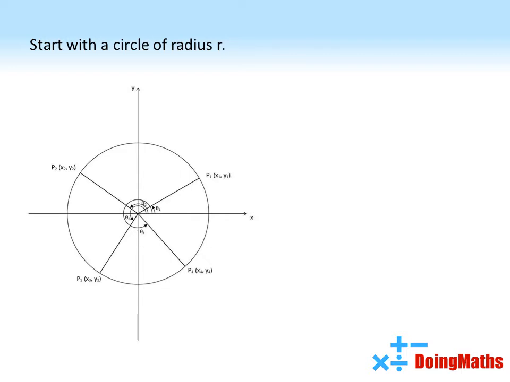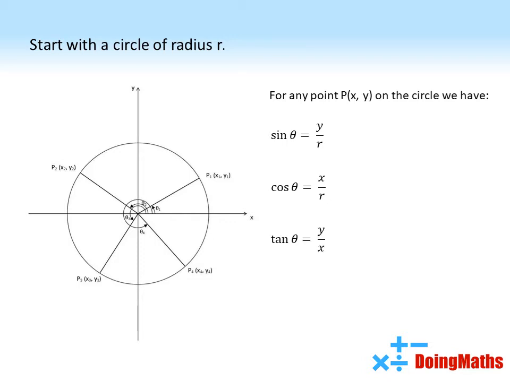To start with, we're going to begin with a circle of radius r. So for any point P with the coordinates x, y on the circle, we have that sine theta equals y over r, cos theta equals x over r, and tan theta equals y over x. This applies for all quadrants of the circle. So this is just the basic trigonometric facts that you should know already.